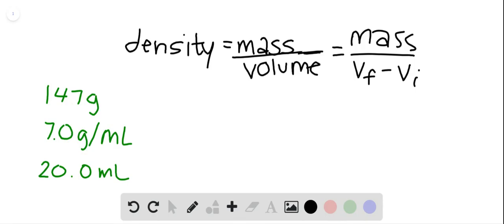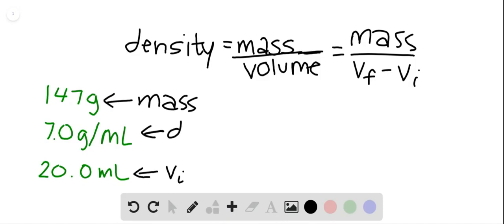Okay, so in this case, the initial volume is this 20 milliliters. And in our problem, based on what we're given, we know that this 147 grams is mass. Grams is a unit of mass. And we know that this 7.0 grams per milliliter is our density. So let's plug our givens into the equation.